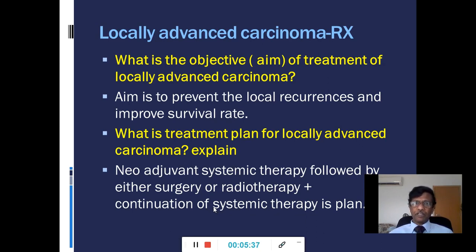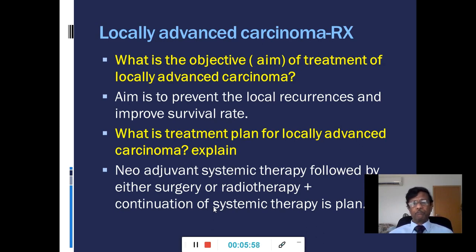So suppose the neoadjuvant chemotherapy has worked well, and the tumor has regressed to an operable size, then we can do the surgery, followed by whatever the remaining cycles of chemotherapy have to be given.